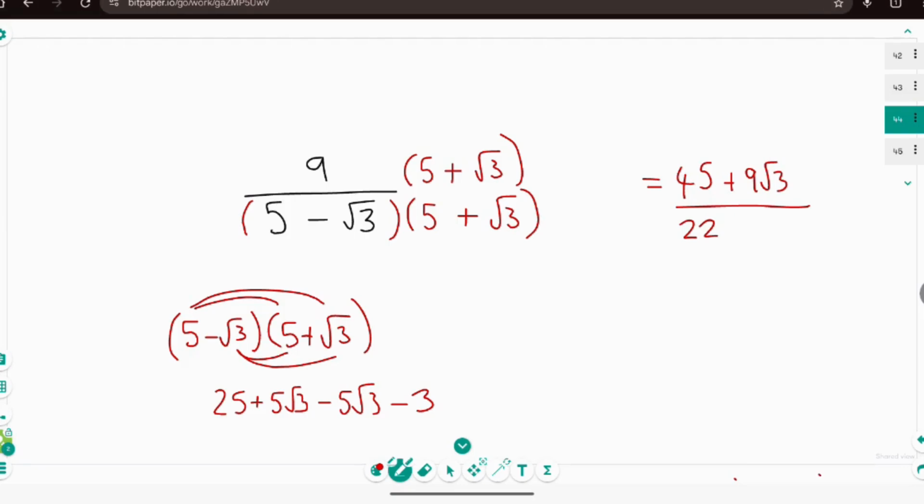Just to check if you can simplify, look at every term, every number. Do they have a common factor? Well, 45 and 9 do, 3, but the 22 doesn't. So no, we cannot simplify.